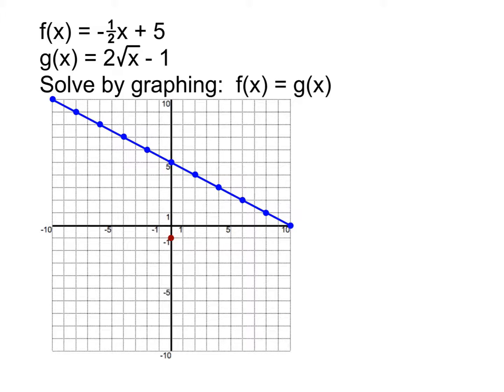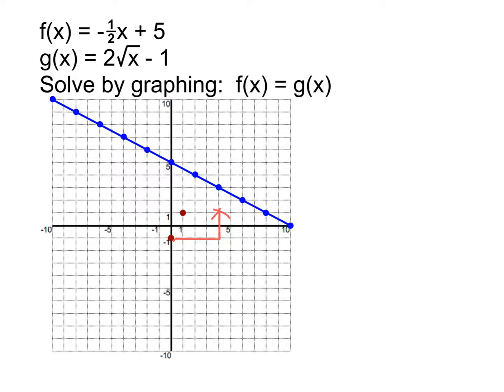From there, I think about, okay, where do I normally go? Normally for square root, I'd go over 1, up 1, because the square root of 1 is 1. But in this case, I have that 2 out front of the square root. That means I got a vertical stretch by a factor of 2. So instead of over 1, up 1, I'm going to go over 1, up 2. For my next point, normally I would go over 4 and up 2, because the square root of 4 is 2.